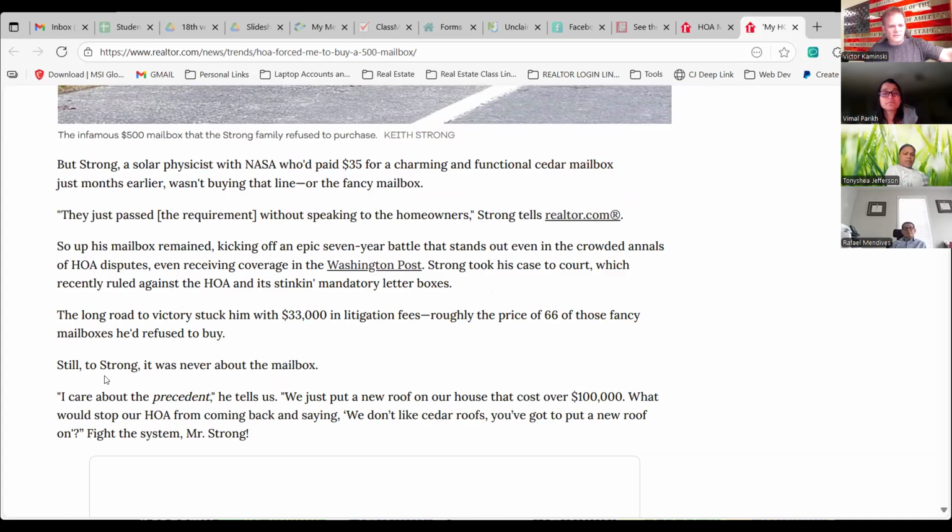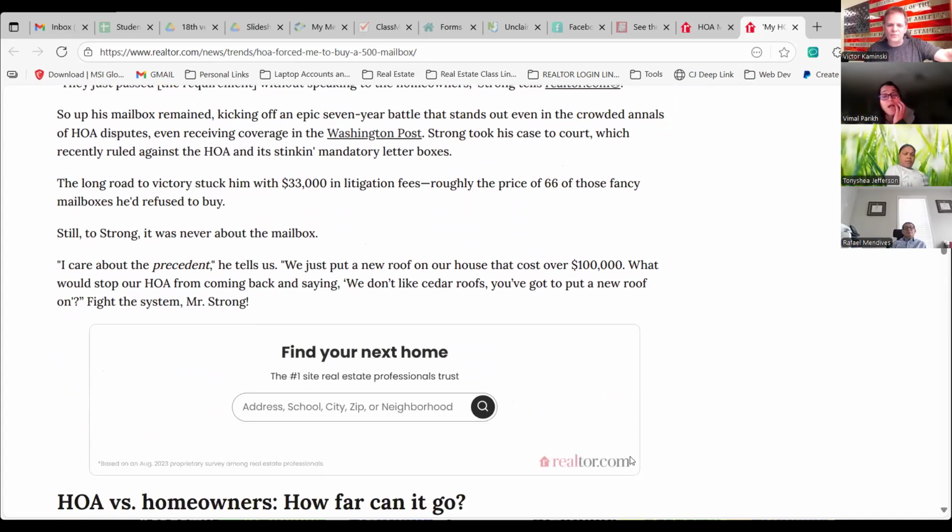So his argument was it was never about the mailbox. I care about the precedent it sets. He says we just put a new roof on our house that cost over $100,000. What would stop the HOA from coming back and saying we don't like your cedar roof and we want you to put a new roof on after you just paid $100,000 to do it? So they can't just make up rules like that. So he did it on principle. That's why he was fighting it.